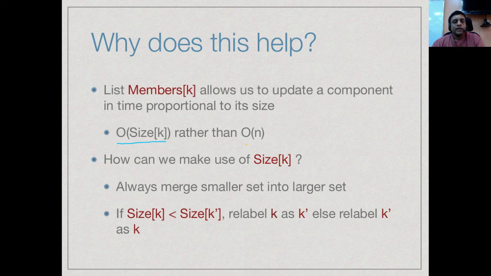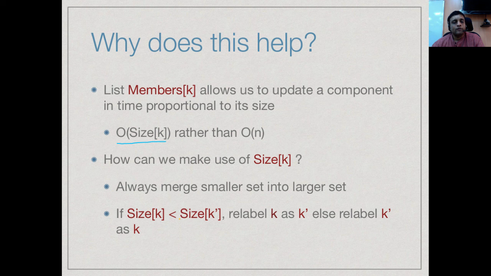But size of K actually plays a much more important role. What we can do now is we can determine whether to relabel K as K prime or K prime as K. Remember, we have a choice. When we merge K and K prime, all the elements are going to become part of the same component. So the new component will be either called K or it will be called K prime. So which one should we choose? So the strategy that we are going to do is to keep the name of the larger one.